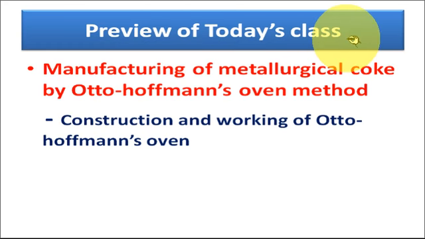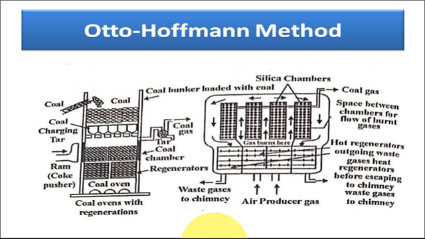Now, in today's class, we are going to discuss the manufacturing of metallurgical coke by Otto Hoffmann's oven method, in which we will discuss the construction and the working of the Otto Hoffmann's oven and the recovery of the useful byproducts in this method. In the last class, we learned that the main drawback of the beehive oven method is the non-recovery of the useful byproducts, but this drawback can be overcome in the Otto Hoffmann's oven method. So let us begin with the Otto Hoffmann's coke oven method.